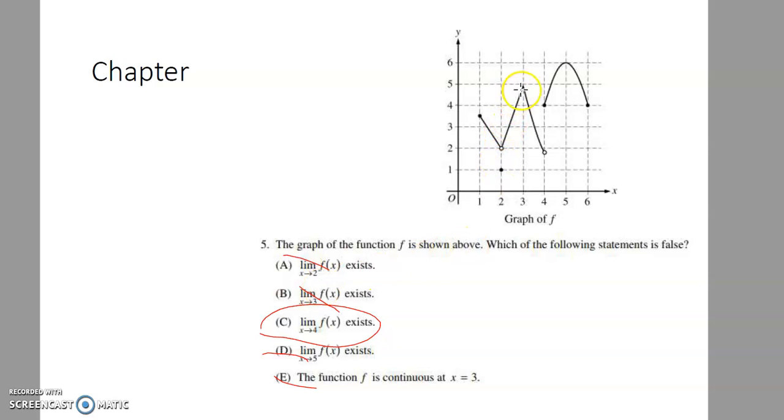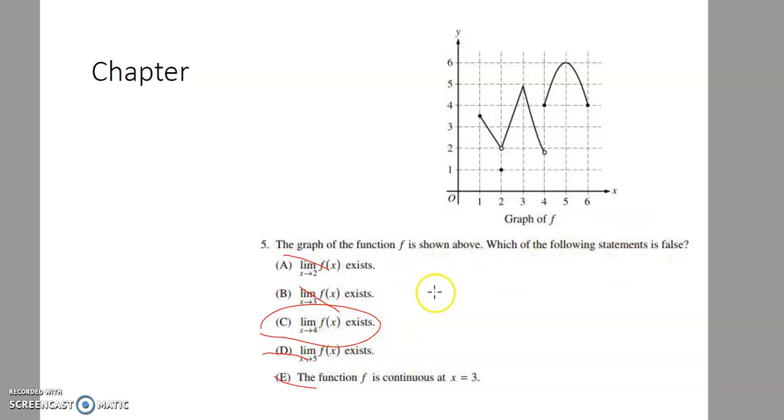Limit as x goes to 3. Well, from the left side and the right side, they both go to this y value of 5, right? It is continuous, but that doesn't mean that the limit doesn't exist. So I cross off B. All right, 4. Left limit, well, that's 2. Right limit, that's 4. I need those two to go to the same spot. So that one seems like it's the one that is false.